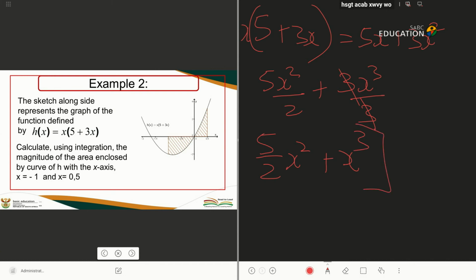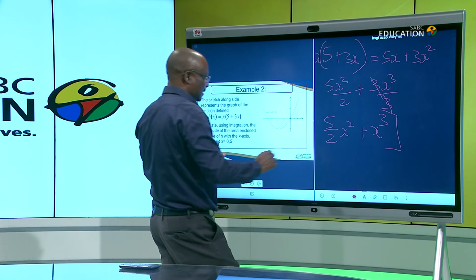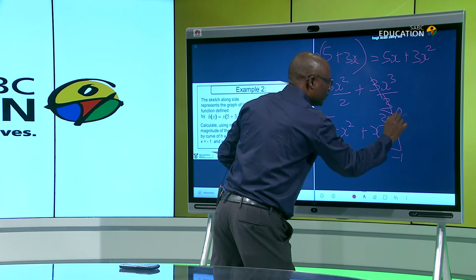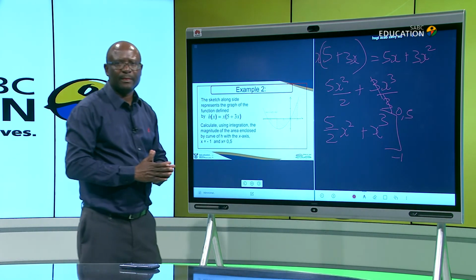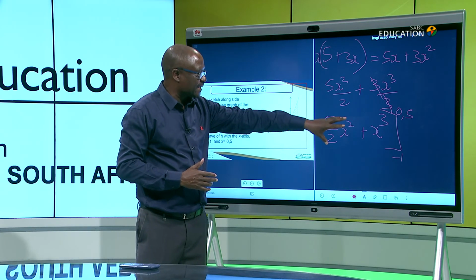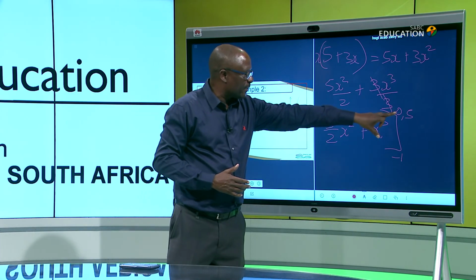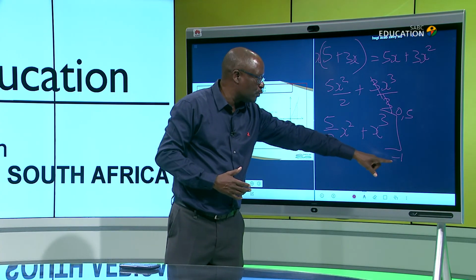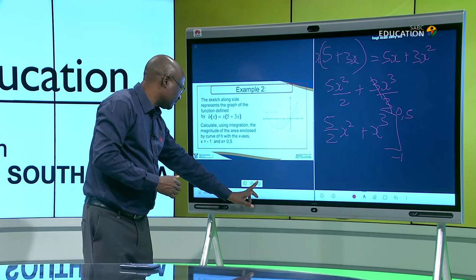But what is our limit? From the graph here, it is showing that it starts from negative 1 and is ending at 0.5. Then from there comes the substitution, where you substitute the upper limit into the whole function, minus the substitution of your lower limit.